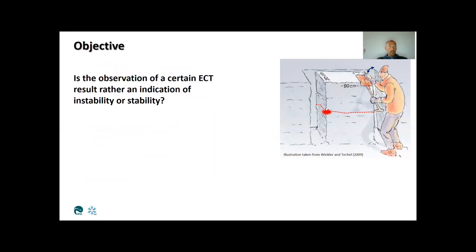So the question we are asking here now is whether the observation of a certain ECT result is rather an indication of instability or stability? And what we are trying to answer with this question is whether we can tune one of these stability classification schemes, maybe now that we have a lot more data than in 2009.